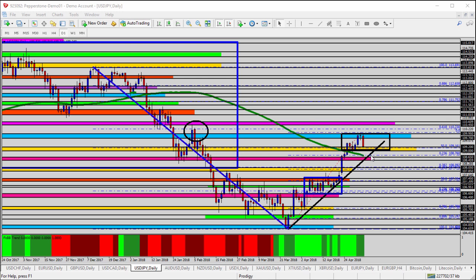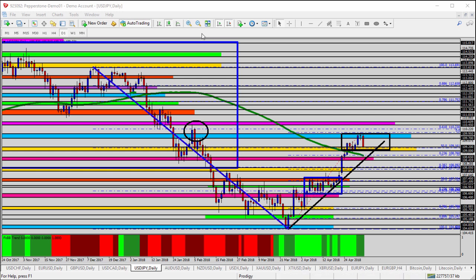So again, I don't think there's any real reason to change our trend direction or our expectation of direction here for the US yen just quite yet. The pattern is still intact. Higher lows, higher highs, above the trend line, above the moving average. Nothing really has changed about that. We're just seeing a pause or pullback.